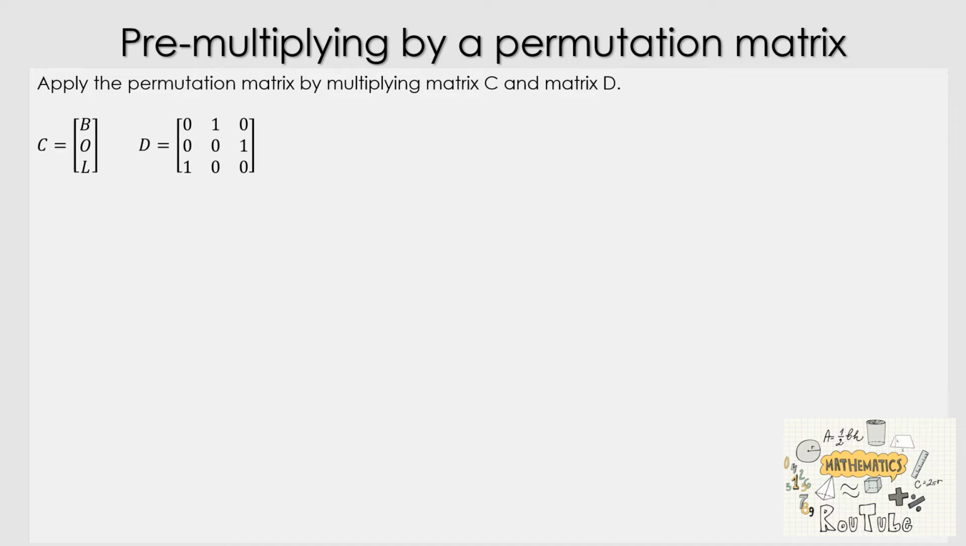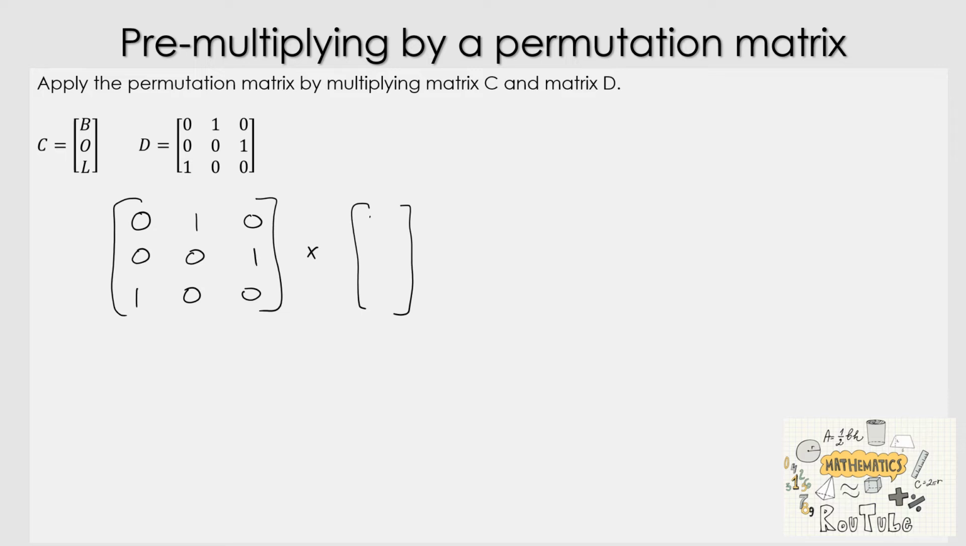So what we're going to do is pre-multiply, so it's going to be 0, 1, 0, 0, 0, 1, and then 1, 0, 0. I'm just writing out matrix D, and then we're going to multiply it by matrix C, which is B, O, L. Now, we need to rearrange some or all of those three elements, B, O, L. So that's going to change order. Are all three going to move? Well, let's see. When we're rearranging the rows, which we're doing here by pre-multiplying, the process is like so.